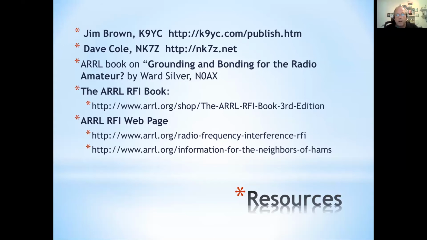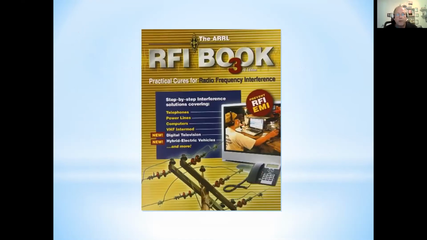Ward Silver wrote the book on grounding and bonding for the radio amateur. If you don't have it, get a copy of it. The ARRL has an RFI book, right? You can buy it online, and they've also got a couple of RFI web pages. One for dealing with RFI, and one that you probably better know about, which is information for neighbors of hams, right? When you're getting into their stuff and they start complaining, it's information for them as an education. So there's a lot of resources out there available for you. Here's the picture of the ARRL RFI book.